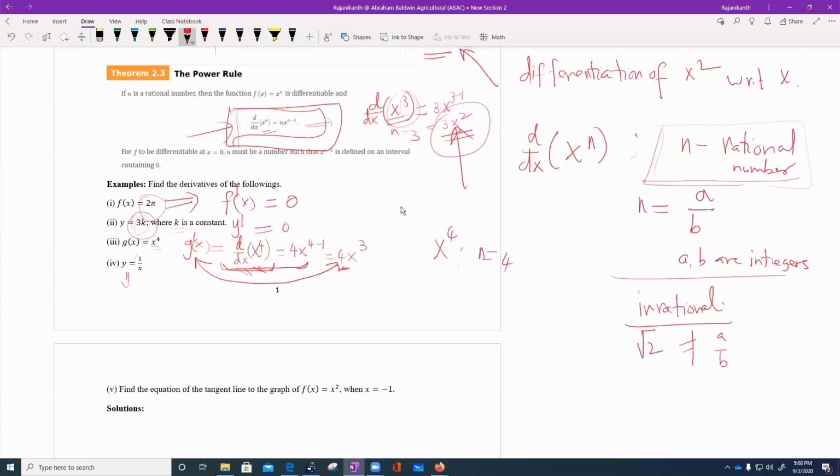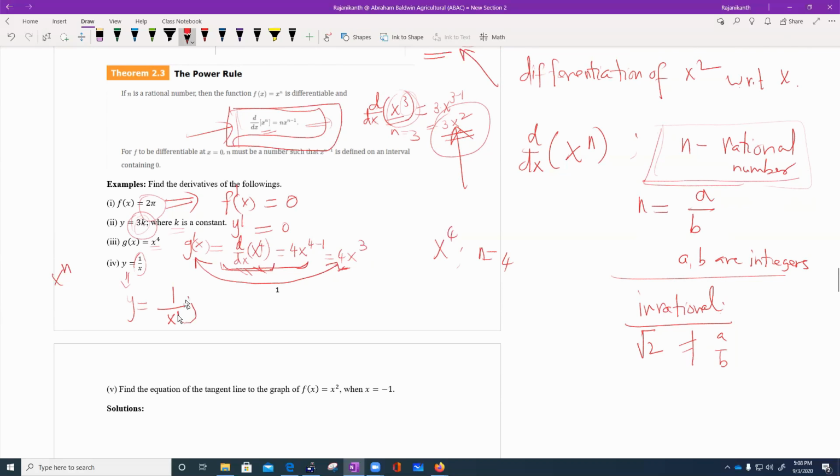Always you need to write the given problem in which form? In x to the power n form. So you have to play around a little bit. Remember, you need to write this in terms of exponents. How can I write? Remember, x means nothing but x to the power 1.